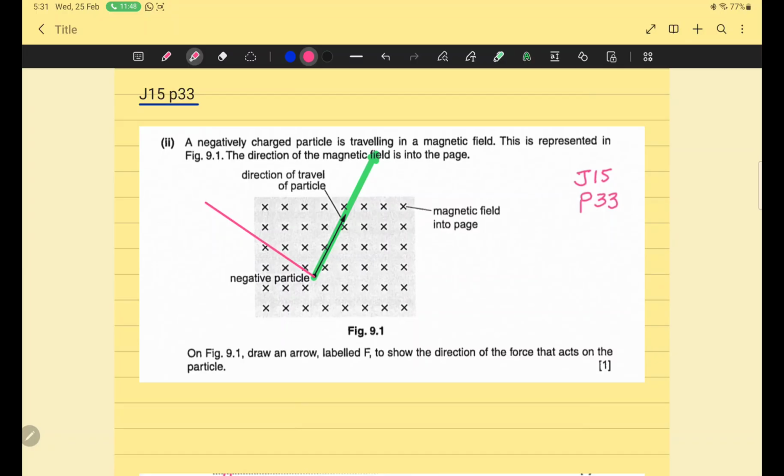So the magnetic force, thumb pointing this way, but this thumb shows the direction of force on a positive particle. But the particle is negative, so the direction will be reversed. So the force on the negative beta particle will be in the blue direction, because the thumb points the direction for a positive particle.